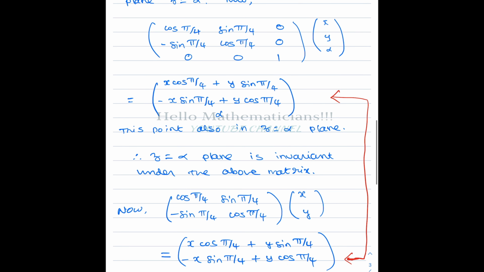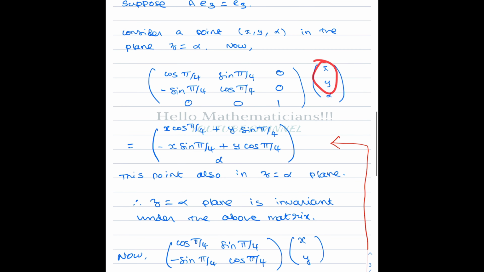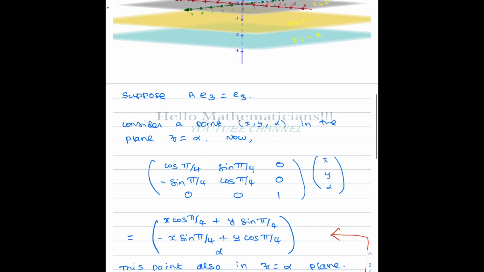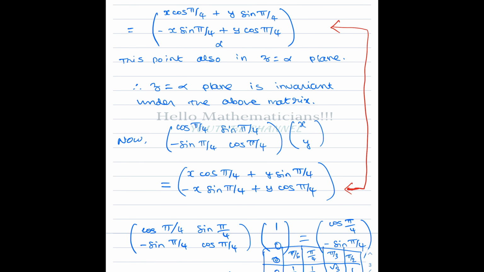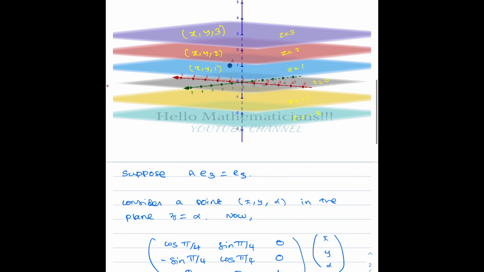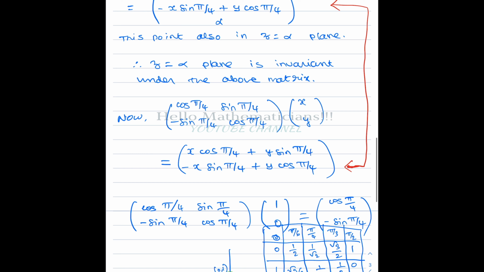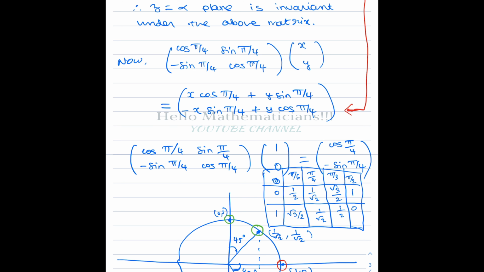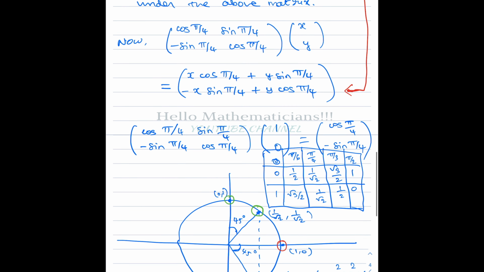Now we look at how this 2 by 2 matrix acts on x comma y. Okay, now we know that each of these planes is invariant, so we look at the action on a two-dimensional plane. A two-dimensional plane means there it will have only two coordinates. So for example, we look at the z equal to 0 plane. Okay, z equal to 0 plane is basically the xy plane only, so it will have only two coordinates. Now if I act it on some xy, we get this answer: x cos pi by 4 plus y sin pi by 4, minus x sin pi by 4 plus y cos pi by 4.